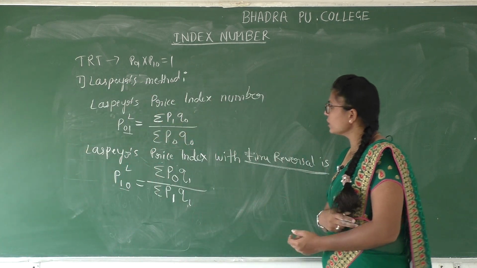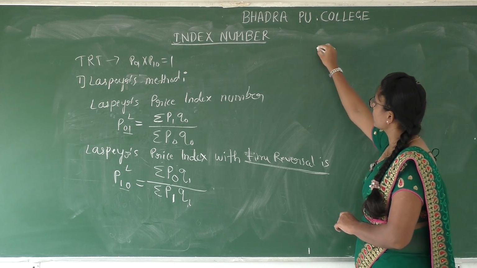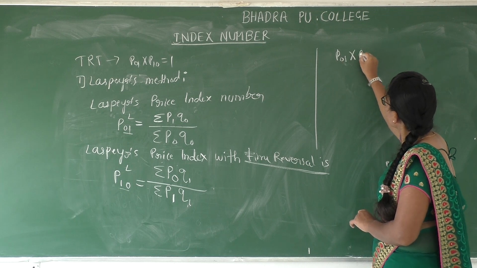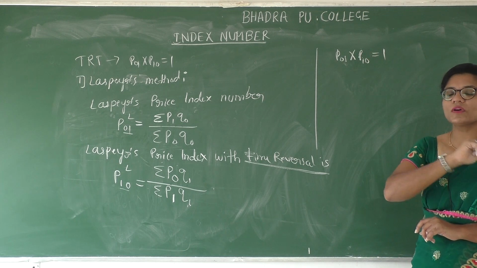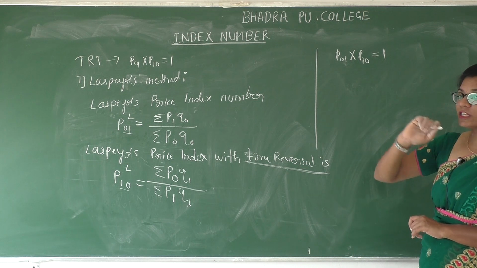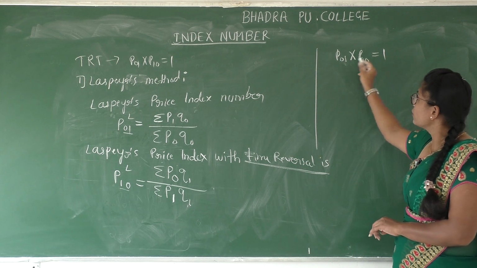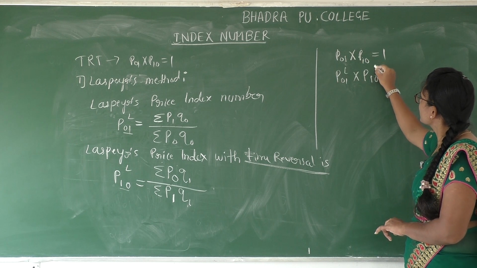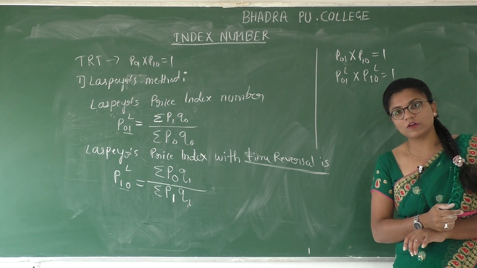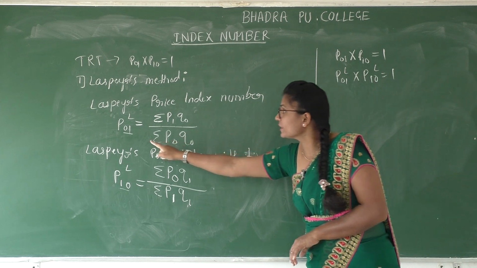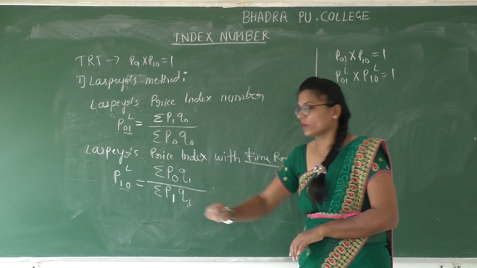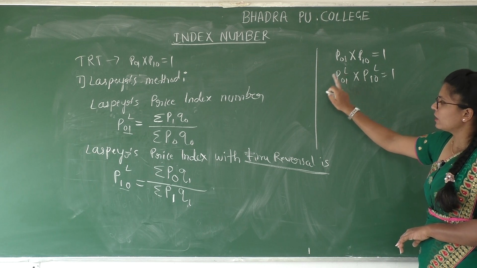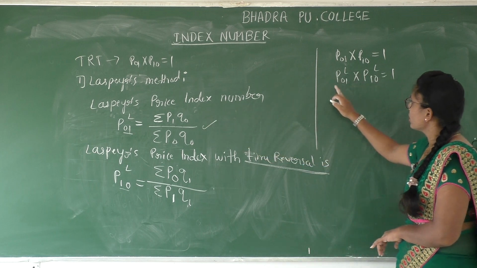Next, write down the condition for this. What is the condition? P01 into P10 is equal to 1. This is your condition, right? So which index number are you doing? You are doing last year's, therefore it is P01 L into P10 L is equal to 1. We have P01 L and also P10 L. What is the formula for P01 L? We have the formula over here, so write in the formula here.